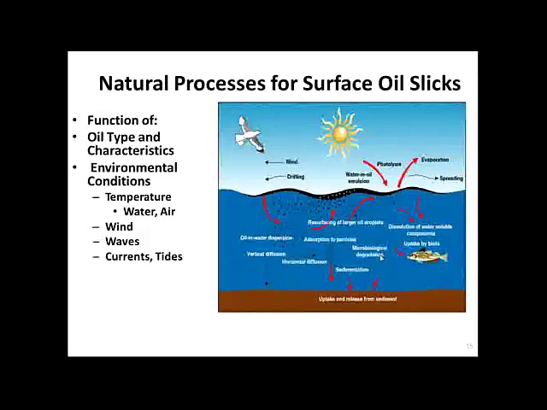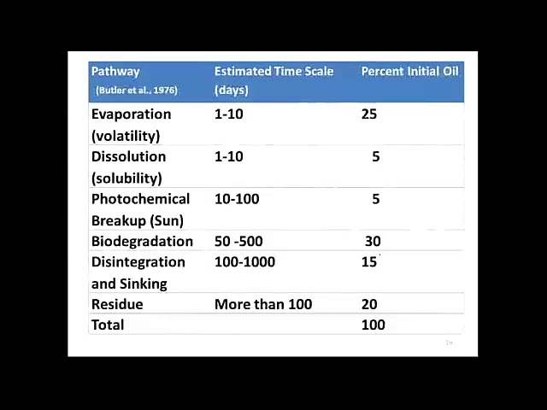All right? But what we were able to do is come up with a summary of the key processes and how long they took and what percentage of the oil they accounted for. Now, this is natural processes, natural weathering of the oil. So if we look here, the process that occurs really rapidly in the first 1 to 10 days is evaporation. Some of those compounds zip up into the air, okay? And they become part of the atmosphere. Some of them dissolve into the water, and that again happens in the first 10 days or so. But you can see, percentage-wise, only about 5% of the oil dissolves into the water, and about 25% typically evaporates.